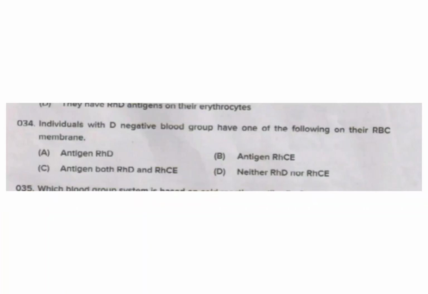Individuals with a D negative blood group have one of the following on their RBC membrane. Option A, antigen RHD. Option B, antigen RHCE. Option C, both RHD and RHCE. Option D, neither RHD nor RHCE. The answer is option B, antigen RHCE.